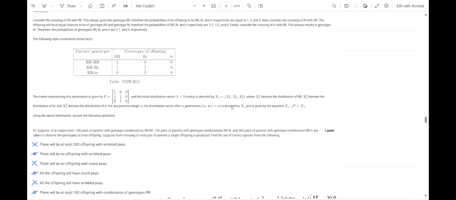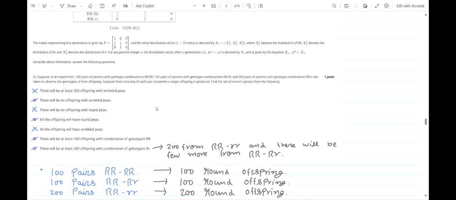Now look at the sixth question. Suppose in an experiment, 100 pairs of parents with a genotype combination of capital R combined with capital R, 100 pairs of parents with a genotype combination of capital R combined with small r, and 200 pairs of parents with a genotype combination of small r combined with small r are taken to observe the genotype of their offspring. Suppose from crossing of each pair of parents a single offspring is produced. Find the correct option.